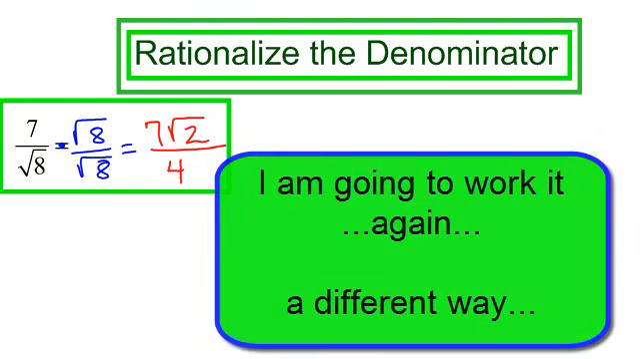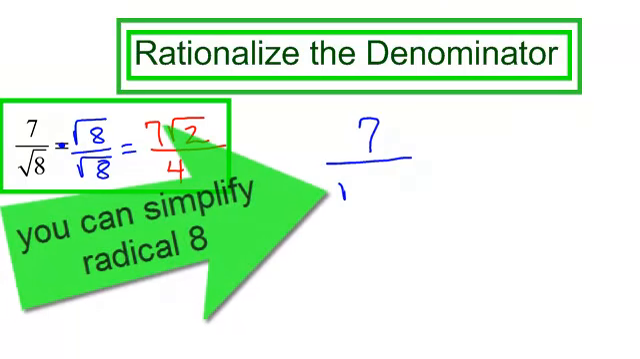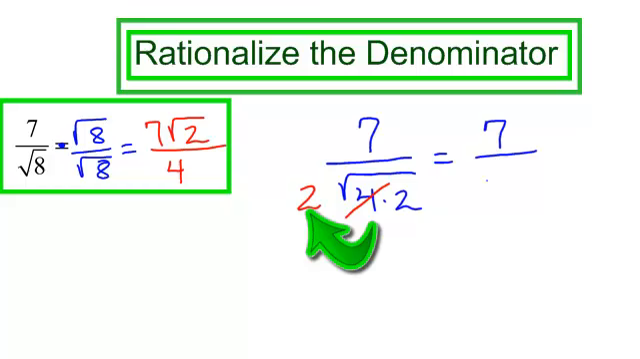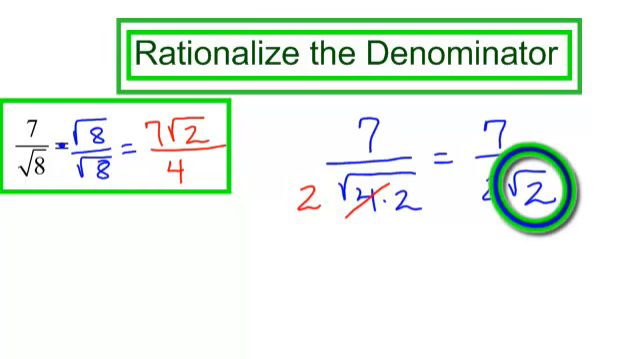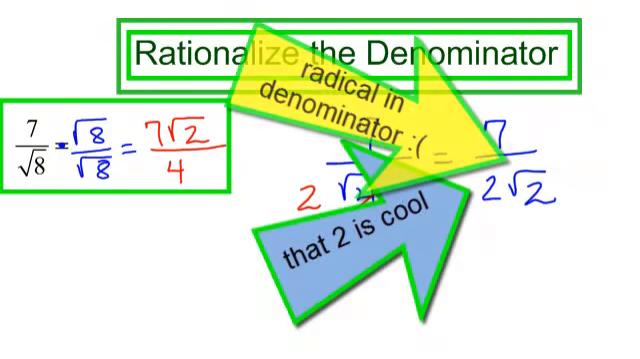But now I'm going to work it another way. Some of you may have thought, when you saw this 7 over radical 8, that you could simplify radical 8, and you were correct. Radical 8 is 4 times 2, so that would be 7 over radical 4, which is perfect, so it comes out as 2. So I will get 7 over 2 radical 2. There's a problem here. I still have a radical in the denominator. This first 2 is not bothering me. This radical 2 is.